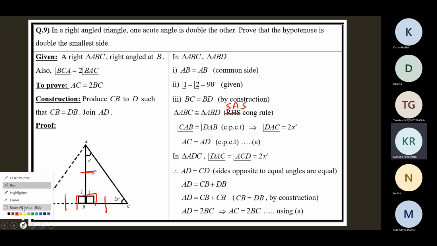Okay, I hope it's done. So this is by SAS congruence rule. The two triangles are congruent to each other. So CPCT. Now, what to mark? How do you know that we have to take this by CPCT? I'll let you know at the end of the proof.